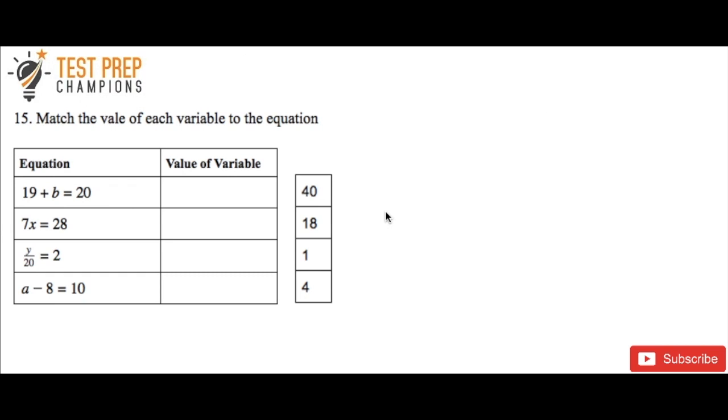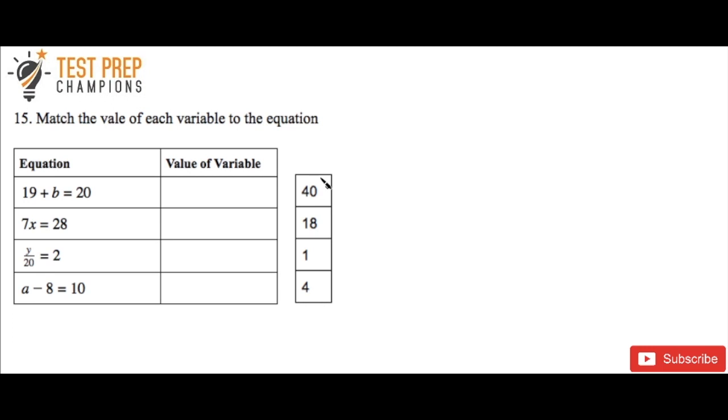Question 15 is one of my favorites. What we're going to do here is match the value of each of the variables to the equation. Let me show you what I mean before I turn this over to you. Here are the different values: 40, 18, 1, and 4. I want you to look at each equation and find the value of that variable, and know that the value of the variable is one of these values over here. Hopefully that makes sense. Go ahead and give this a whirl.